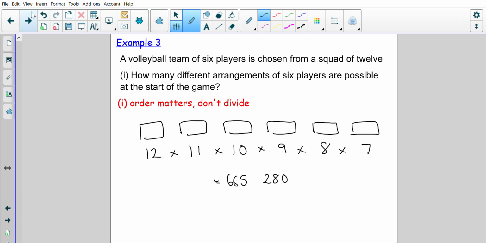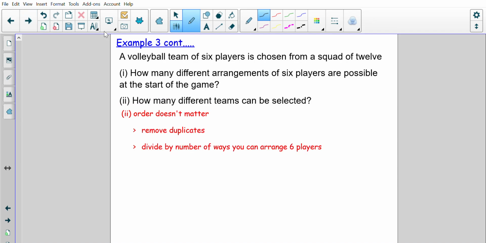Right, let's have a look at the second part of this question. So we've done part 1, how many different arrangements of the 6 players that I've chosen. So part 2, if I've got a squad of 12, how many different teams of 6 can be selected? Okay, so now we're just selecting teams of 6 from the 12. The order doesn't matter anymore.